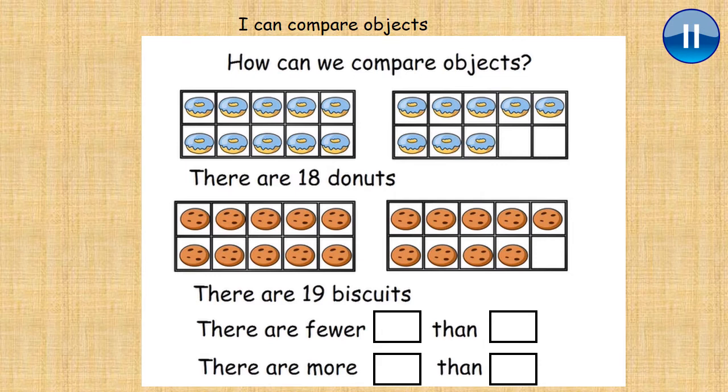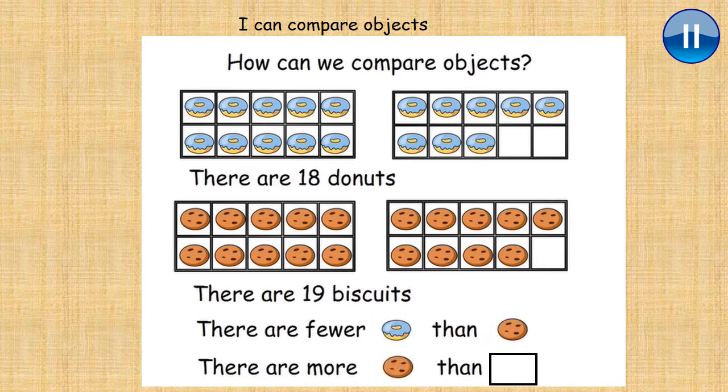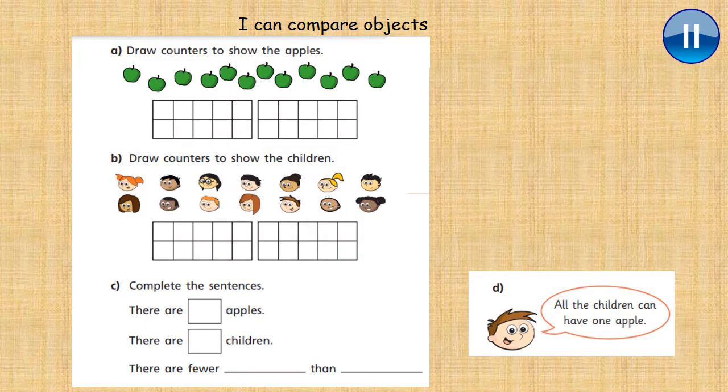Listen to these statements. Can you find the correct item to complete them? There are fewer than, there are more than. That's right, there are fewer donuts than cookies, and there are more cookies than donuts. Great maths. Now it's your turn.